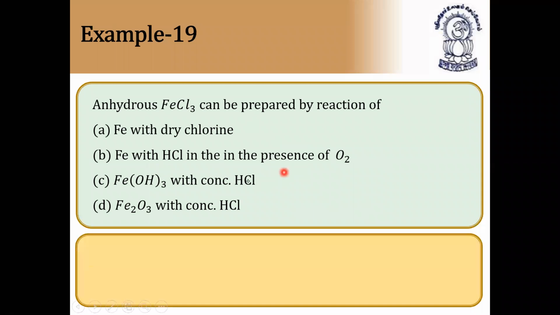So all the best questions we have discussed. Anhydrous FeCl3 can be prepared by the reaction of, FeCl3 means iron in plus 3 state, iron with HCl in the presence of oxygen, ferric hydroxide with concentrated HCl, Fe2O3 with concentrated HCl, or iron with dichlorine. It is nothing but a simple answer. It is iron with dichlorine. So the answer is the first option. Straight question.